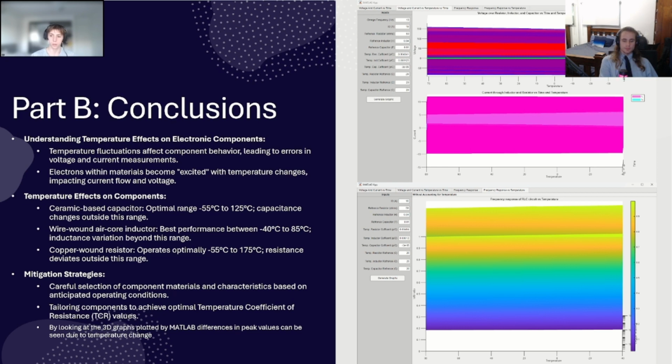To mitigate these temperature-related effects, careful selection of component materials and characteristics is crucial. By understanding the application and anticipated operating conditions of the circuit, engineers can tailor components to achieve optimal temperature coefficient of resistance values. In more complex circuits, engineers may implement temperature compensation circuits to counteract thermal effects. These circuits utilize various techniques such as feedback mechanisms and thermistors to adjust component parameters dynamically, ensuring consistent performance across a wide temperature range.